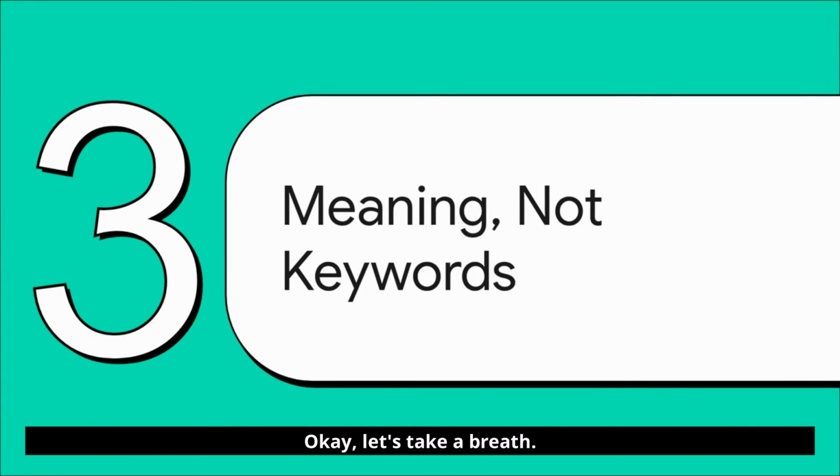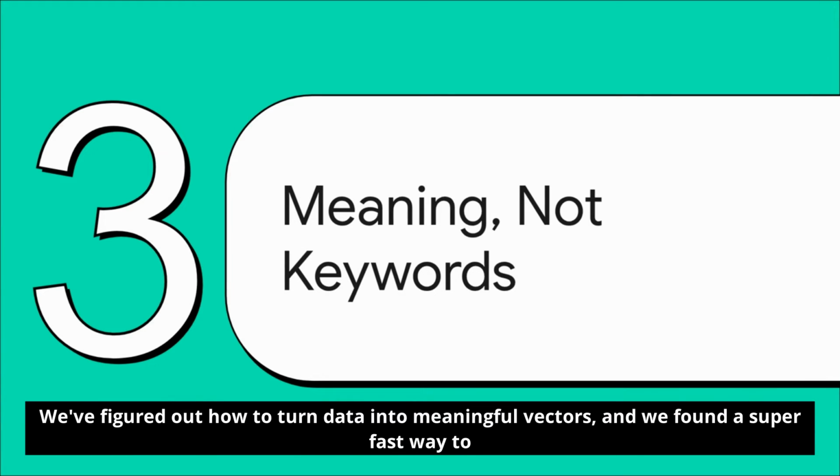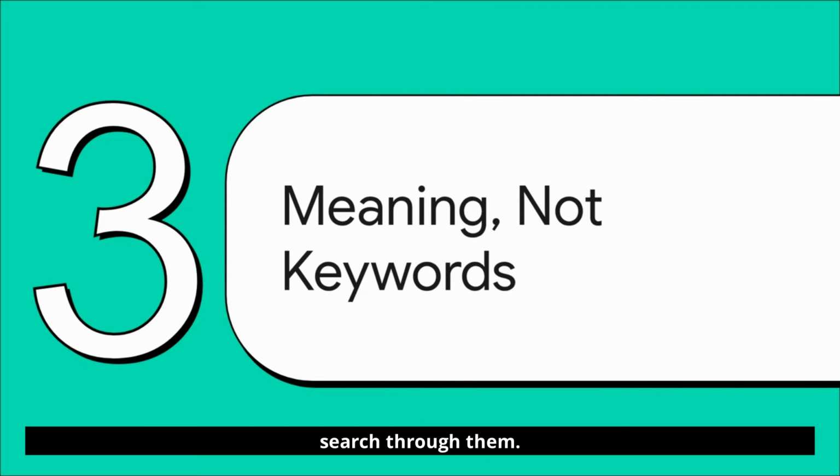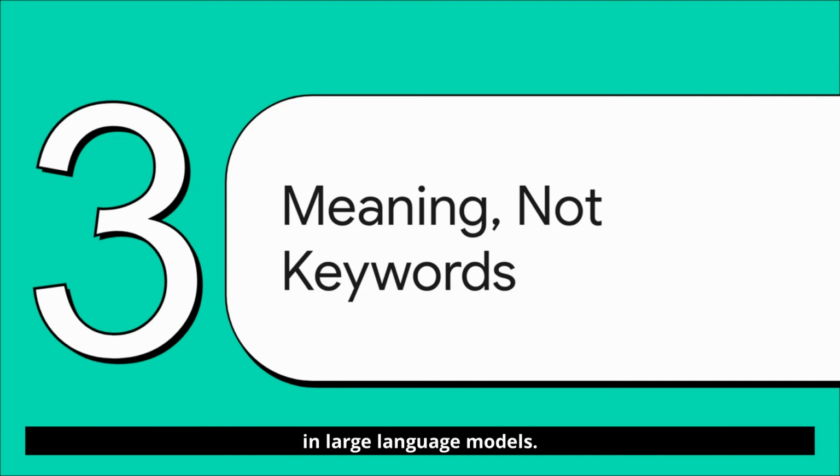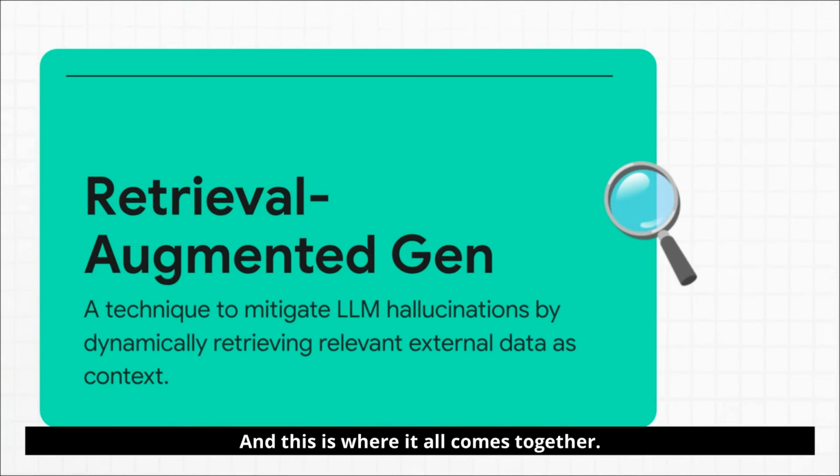Okay, let's take a breath. We've figured out how to turn data into meaningful vectors, and we found a super fast way to search through them. Now for the payoff. Let's connect this all back to our original mission, fixing those big, annoying flaws in large language models. And this is where it all comes together.